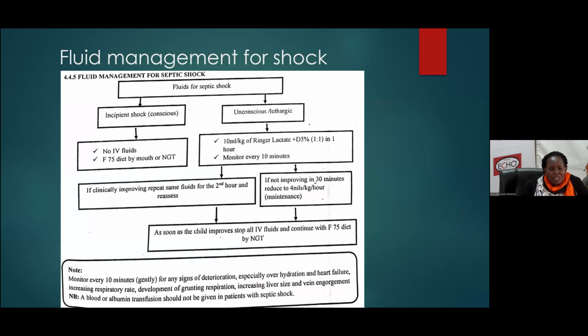So as soon as your child improves, that's their level of consciousness gets better, they are able to feed, stop all the IV fluids and just continue with F75, either by mouth or by NG tube. Next.